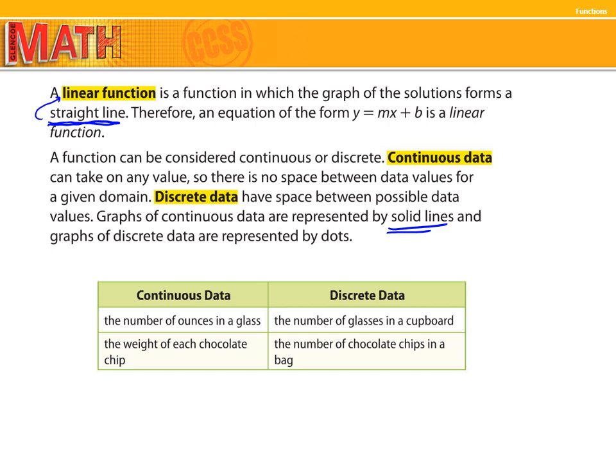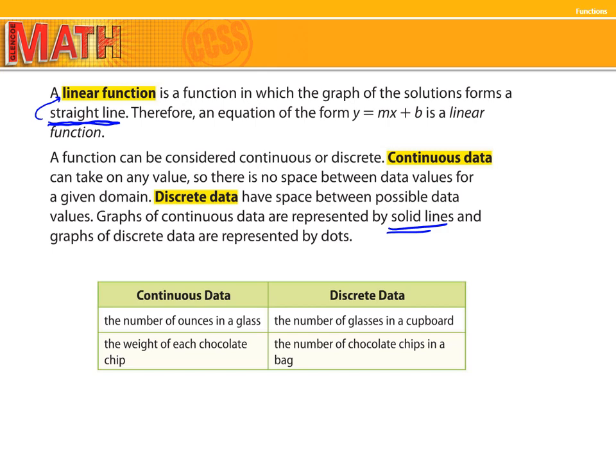So a couple of examples for continuous data graphs: the number of ounces in a glass. Okay, that can be continuous. You can have 1 ounce, 1.5 ounces, 1 3/4 ounces, all the way to infinity if you have a big glass. The weight of each chocolate chip. Now weight again can be fractions. It can be whole numbers, but it can also be fractions.